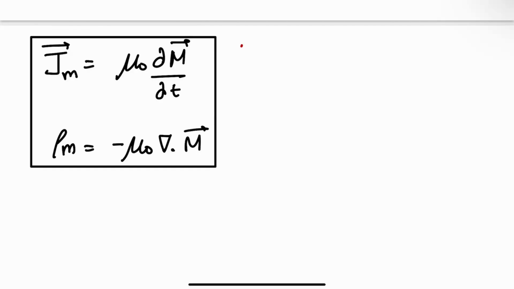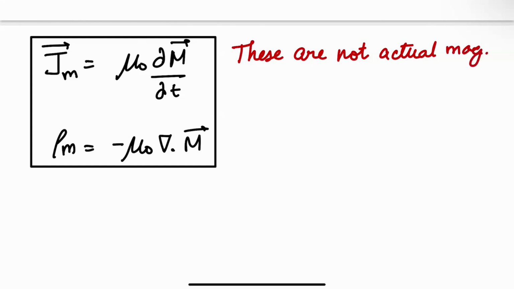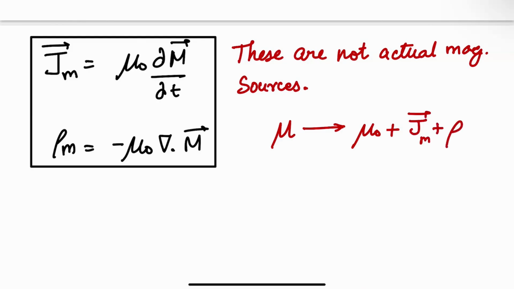It's important to keep in mind that these are not actual magnetic sources. Instead, what we are doing is we have a material with some mu. We are replacing mu with mu naught, which is free space, plus these magnetic currents and charges. That's the idea.